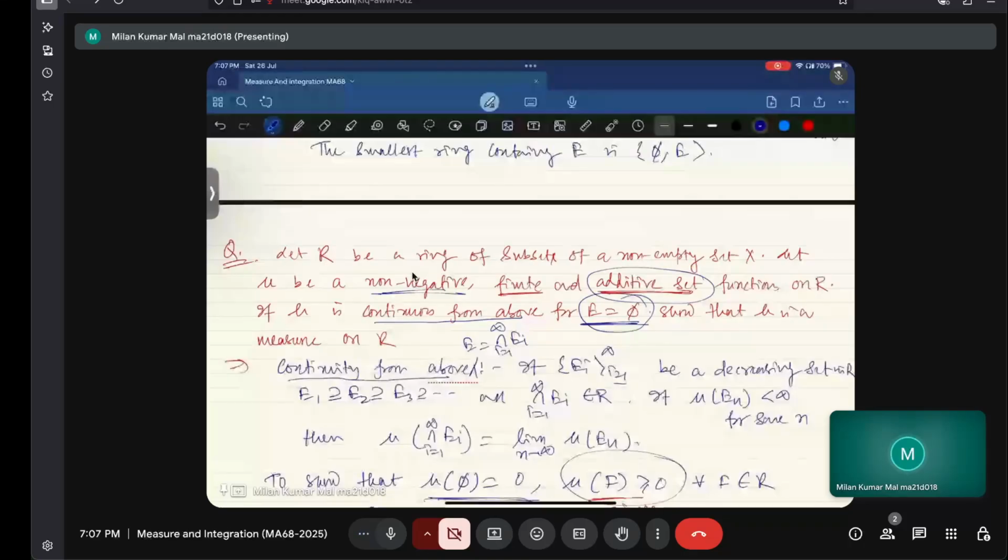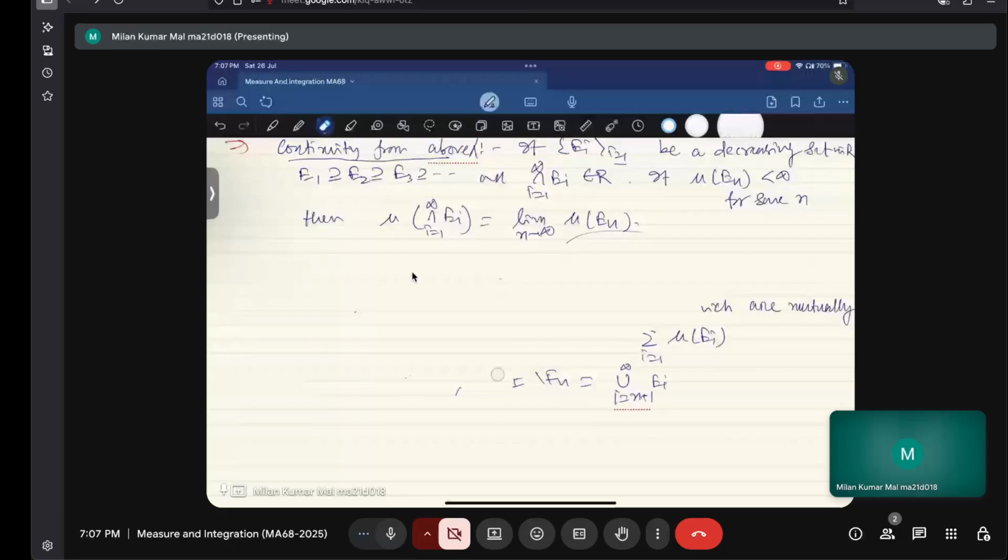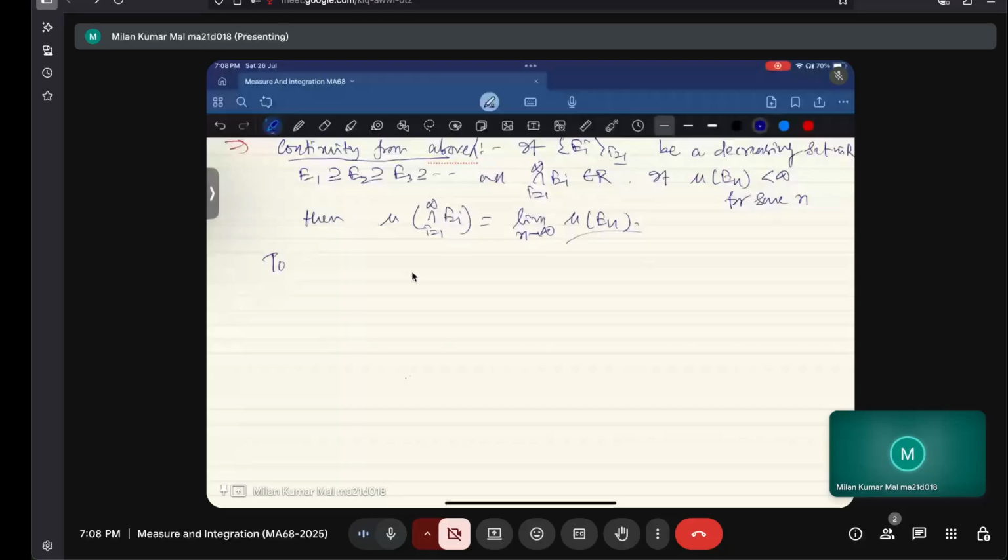But also you have to show that mu of the empty set is 0. So now to show that mu of the empty set is 0, and if Ei, for i equals 1 to infinity, is a sequence of decreasing sets.